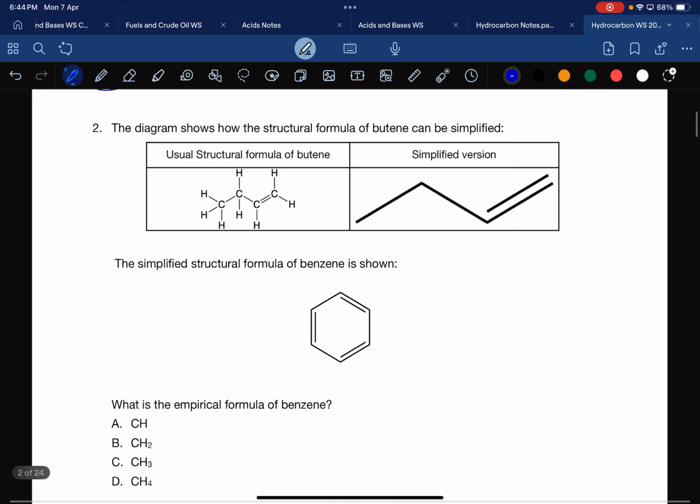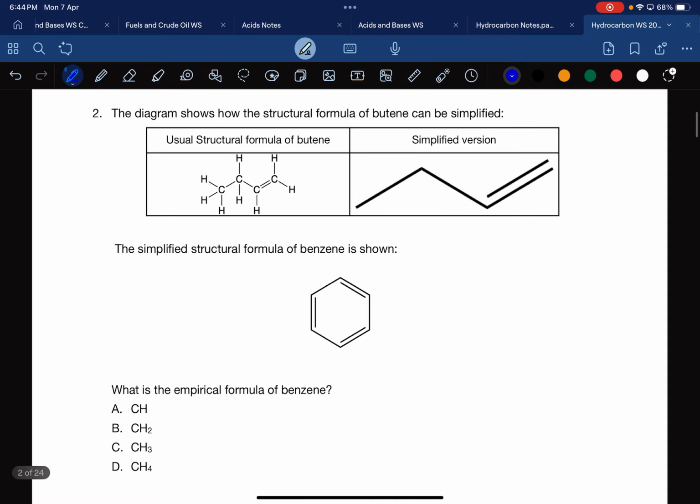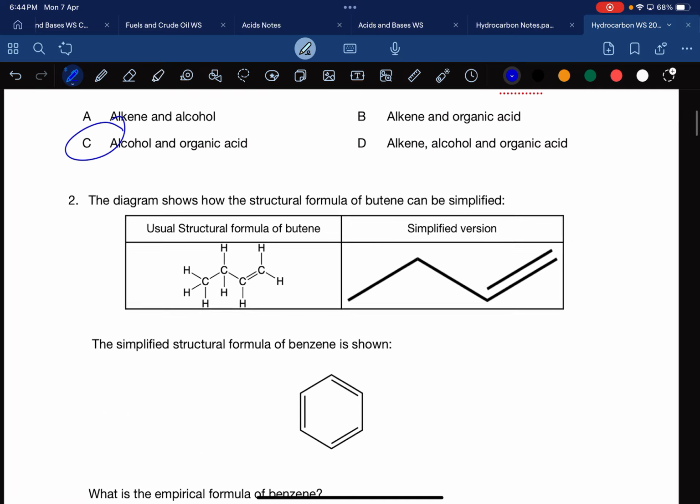Question 2 is B for benzene. Everybody chose B. What the fuck? This is toss. Isn't it because it's an alkene?